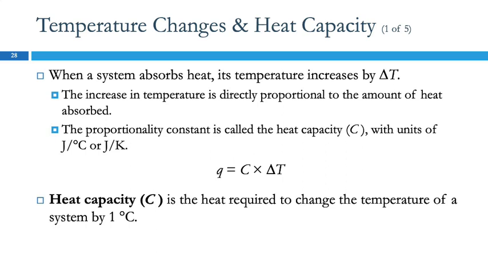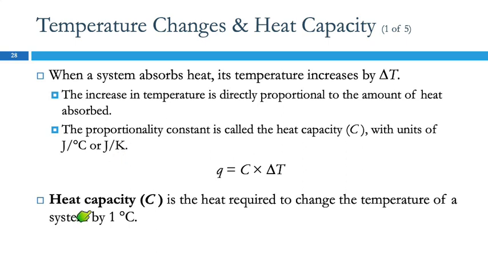So if a system absorbs heat, then its temperature is going to go up. That increase in temperature will be proportional to how much heat went into the system, right? So we could say that the heat is equal to a constant times the change in temperature. More heat goes into the system, the change in temperature is going to be bigger. This constant, the proportionality constant, is called the heat capacity. And that's going to have units of joules per degree Celsius or joules per Kelvin.